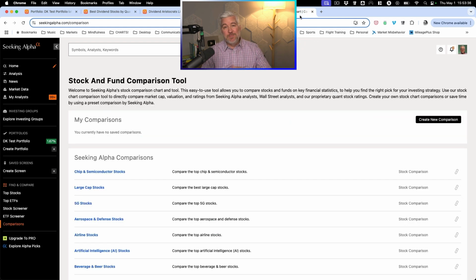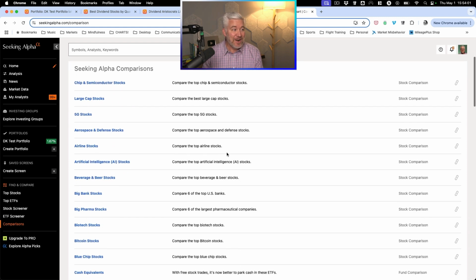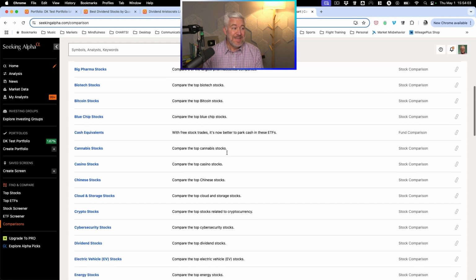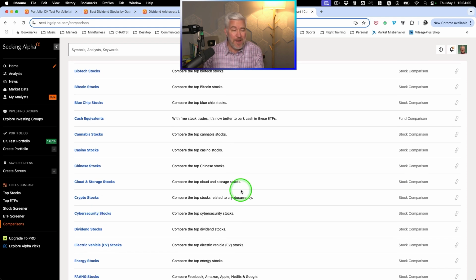Now, if you're looking more for ideas, more for thematic plays, a couple things I would point you to. And again, if you want to build out your portfolio or you're thinking outside of just dividend-based ideas, I would also point you to what they call comparisons. This is called their stock and fund comparison tool. It's found in the lower left there, by the way. And if you click on it, you'll find that you can immediately find themes. So things like airlines, AI stocks, aerospace and defense, cannabis names, casinos, cloud and storage.